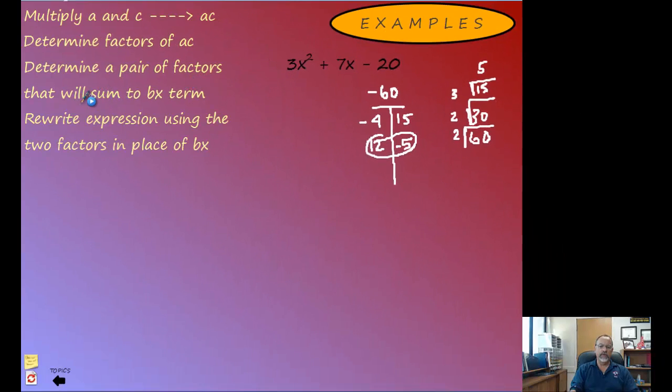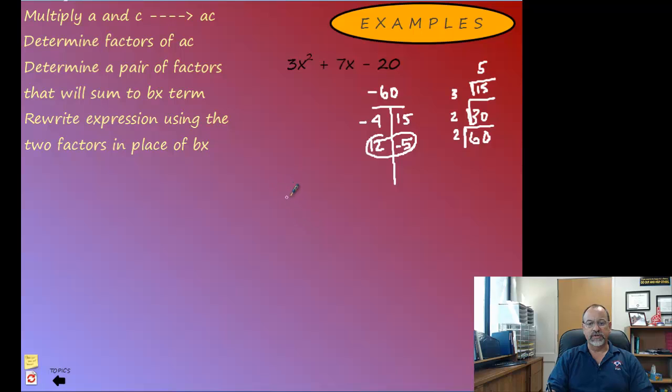So then go ahead and rewrite this expression using those numbers. So I'm going to use 3x squared plus 12x minus 5x minus 20. Okay, so I rewrote this, but instead of 7 I did 12 minus 5, because 12 minus 5 is still 7, so I haven't changed it. Then I'm going to group the first two.